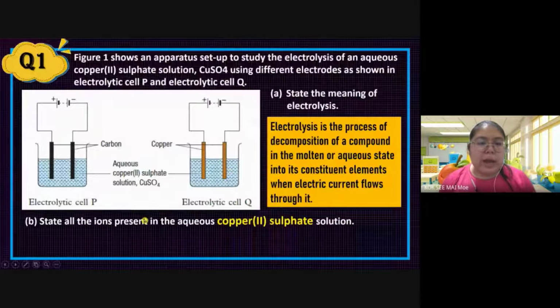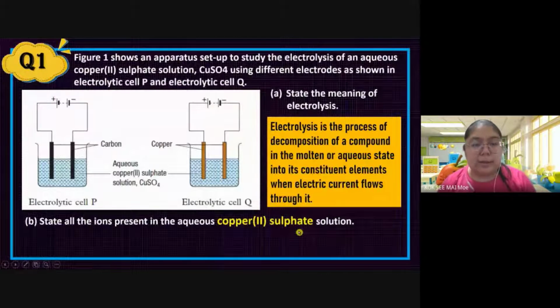Okay, number 2, can you state all the ions present in the aqueous solution? There's a copper(II) sulfate solution. Can you see the words copper(II) sulfate? What will they produce? First, sure, copper(II) ions will be produced, and that one is positive. Sulfate ions will also be produced, and that one is negative.